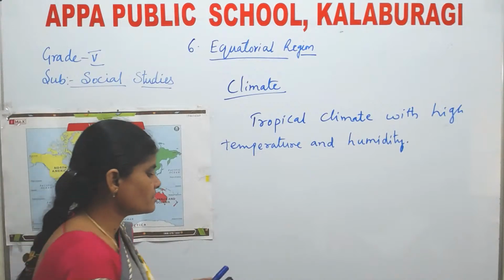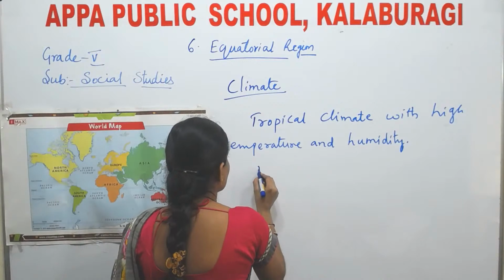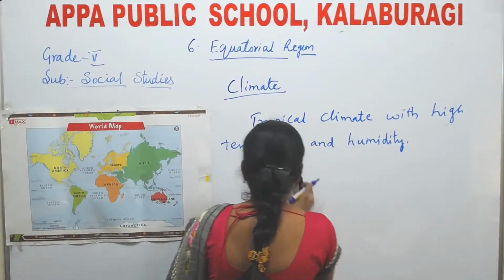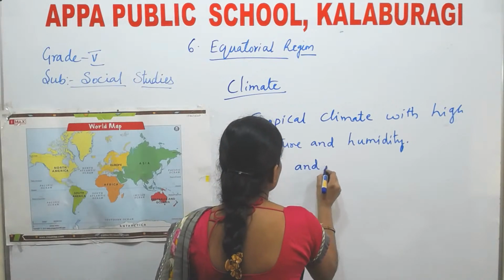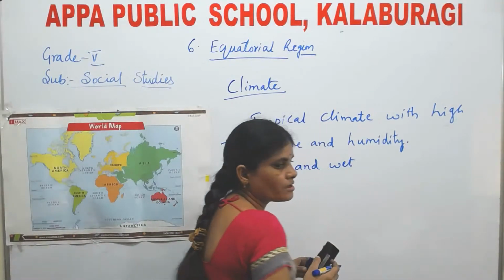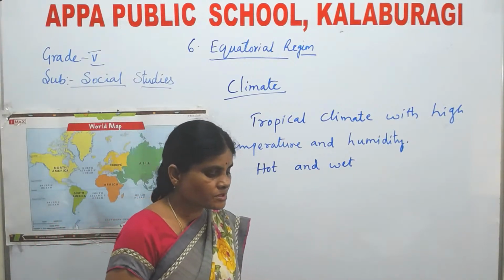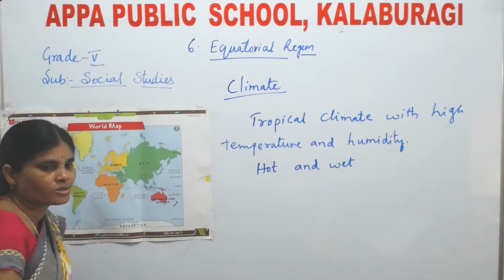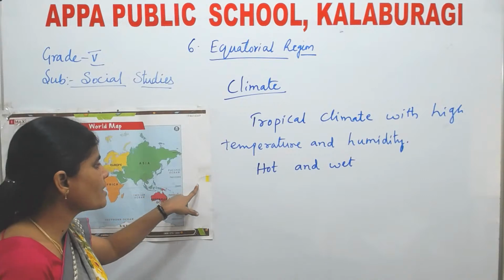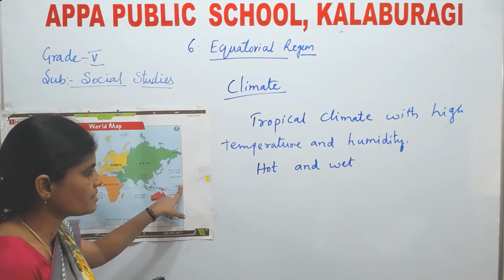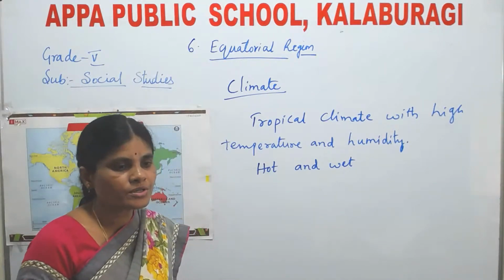This region is hot and wet throughout the year. Why is it hot and wet throughout the year? Because it receives the direct rays of the sun all through the year. Throughout the year, this region receives direct sun rays. That is why it experiences a hot and wet climate throughout the year.